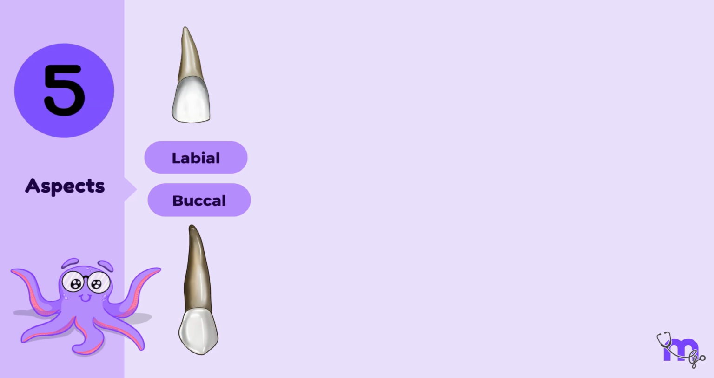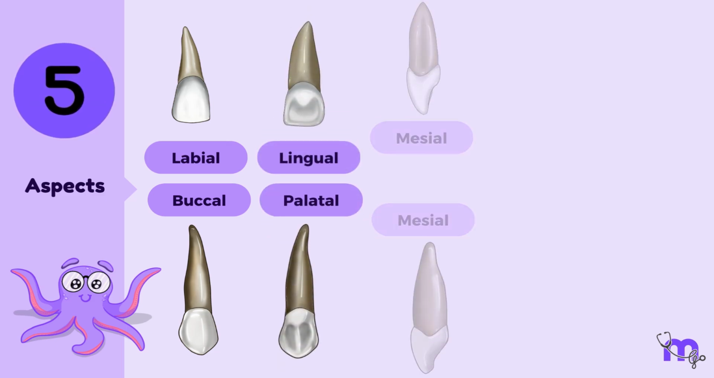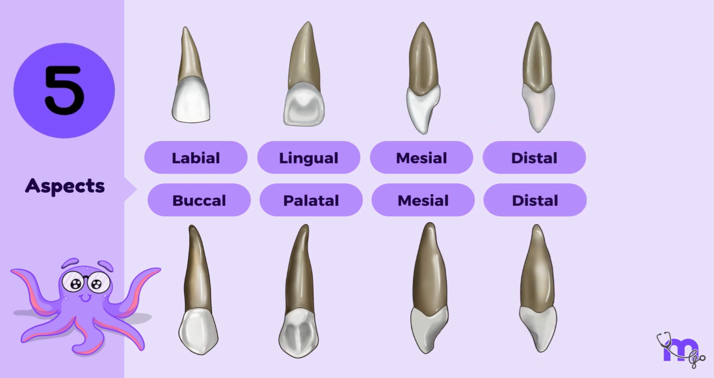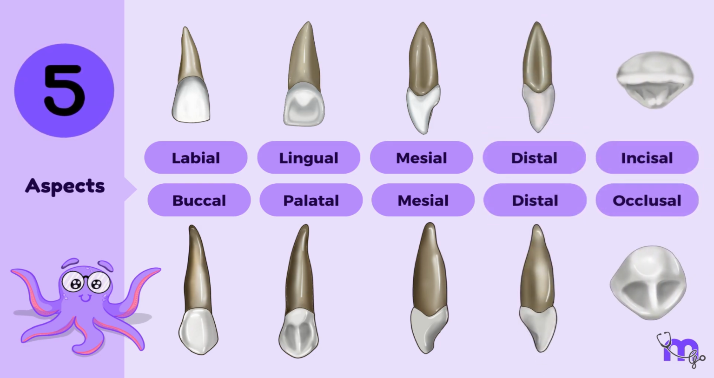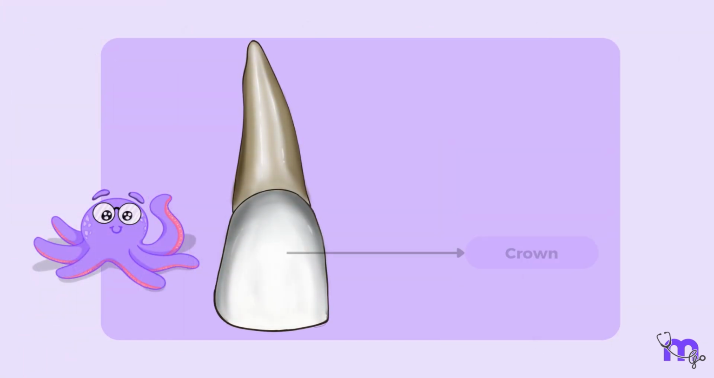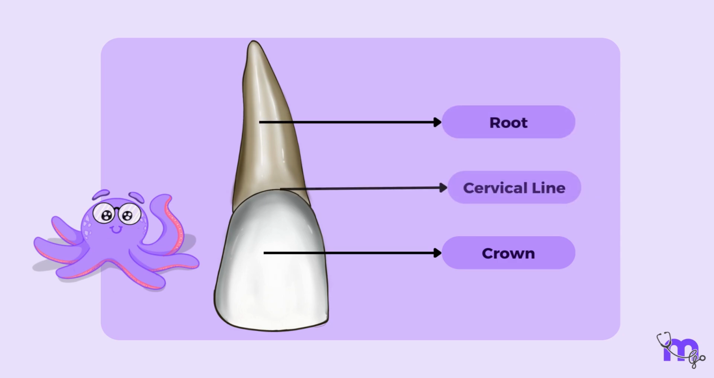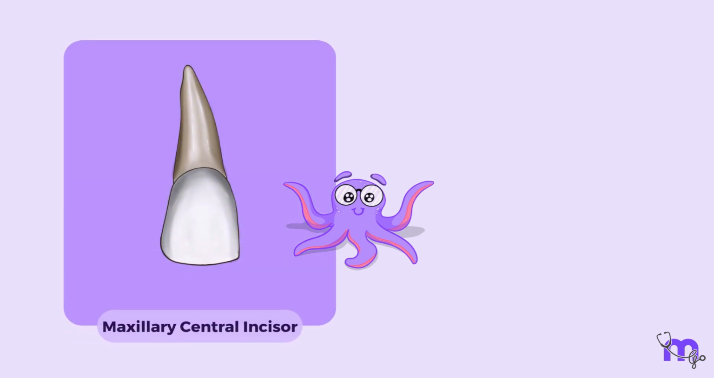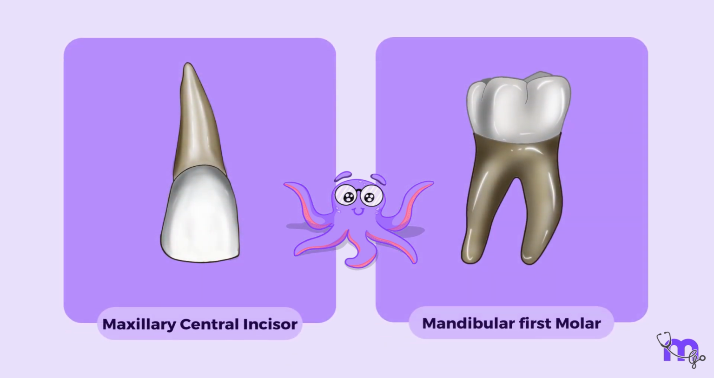Now, try to recollect what was covered in the previous video. All teeth can be visualized from 5 aspects, including labial or buccal, lingual or palatal, mesial, distal, and incisal or occlusal aspects. The junction between the crown and root of a tooth is the cervical line. Let us take the maxillary central incisor and mandibular first molar from the labial aspect as an example. Now let's superimpose a tic-tac-toe grid on it.